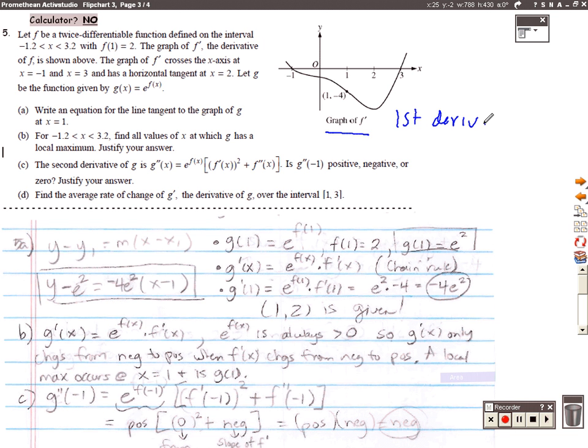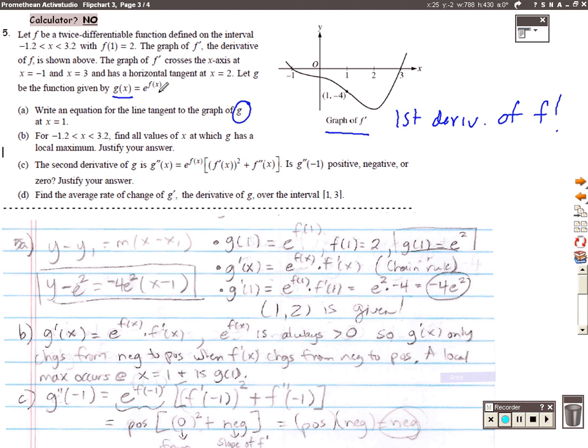Let g, which is a new function, be defined as g of x is equal to e raised to the f of x. Now that's a lot of information, and you have to take your time and work your way through it. But when you start looking at the questions, what you should notice is that every question is about the function g. Now this is not the first derivative of g, it's the first derivative of f. That's very, very important to understand. G is defined as a function that uses f of x. So let's see what we're going to do here.